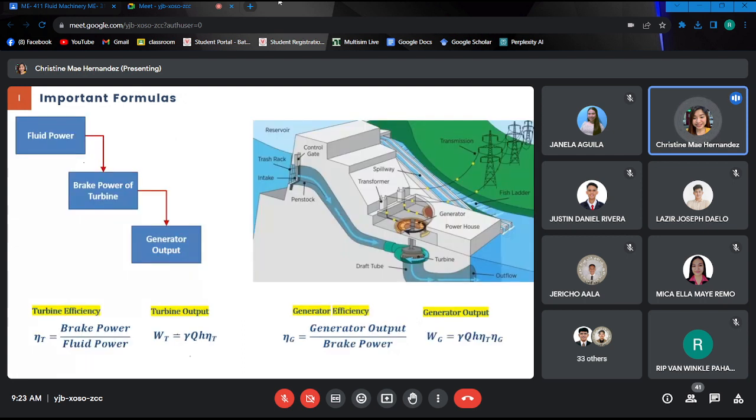So yan, important formulas, another important formulas for turbines. Pag turbine efficiency is equal to brake power over the fluid power. So turbine output can be computed as specific weight times the volumetric flow rate times the net head or the total dynamic head times the turbine efficiency. Generator efficiency is equal to generator output over the brake power. So generator output is equal to specific weight times the volumetric flow rate times the net head or the TDH times the turbine efficiency times the generator efficiency.